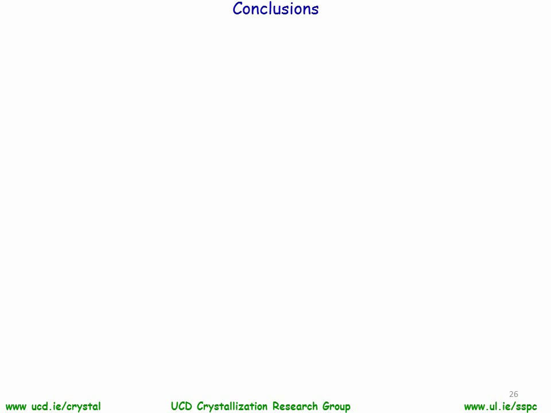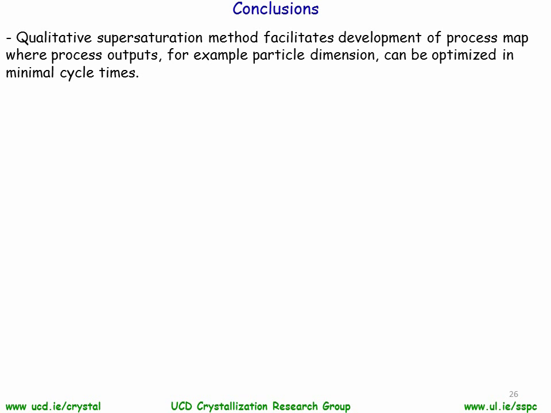So looking through some webinar conclusions, firstly I hope to have shown that this qualitative supersaturation assessment facilitates the development of process maps where outputs like particle dimension or polymorphic form can be optimized in minimal cycle times. So again, with respect to lean manufacturing for defining isothermal hold periods for seeding or isothermal ages, this supersaturation assessment really gives a quick, attainable method which could be used for the daily development of industrial or academic crystallization processes.